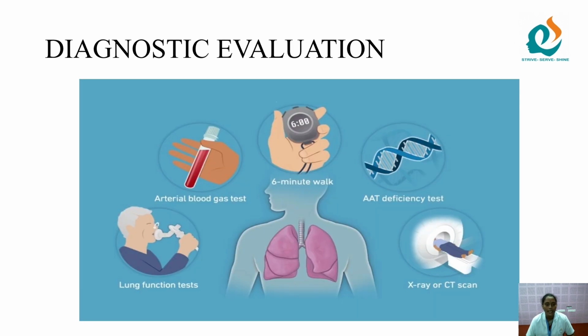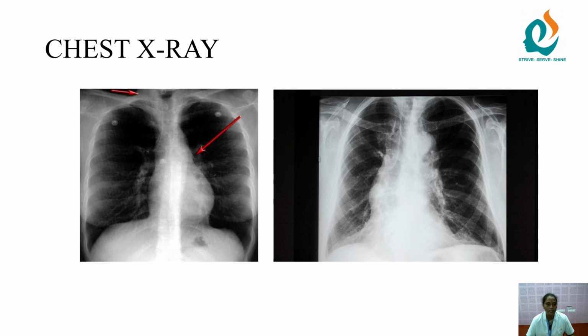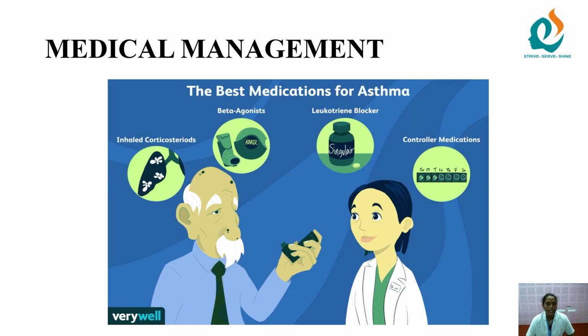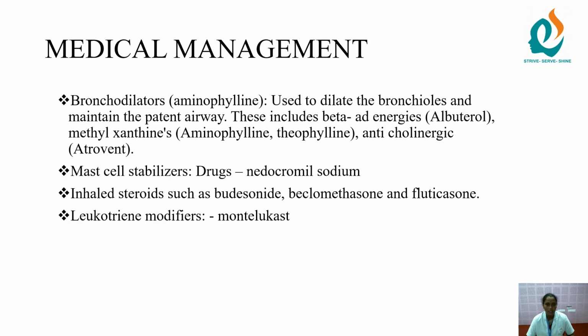Then what are the diagnostic evaluations? Mainly we have to collect the history and physical examination, then arterial blood gas test, then lung function test, X-ray, CT scan, and the 6-minute walk. These are all the diagnostic evaluations. Then chest X-ray. Then medical management, especially inhaled corticosteroid, then beta agonist, then controller medication, then leukotriene blocker. These are all the medical management of asthma.